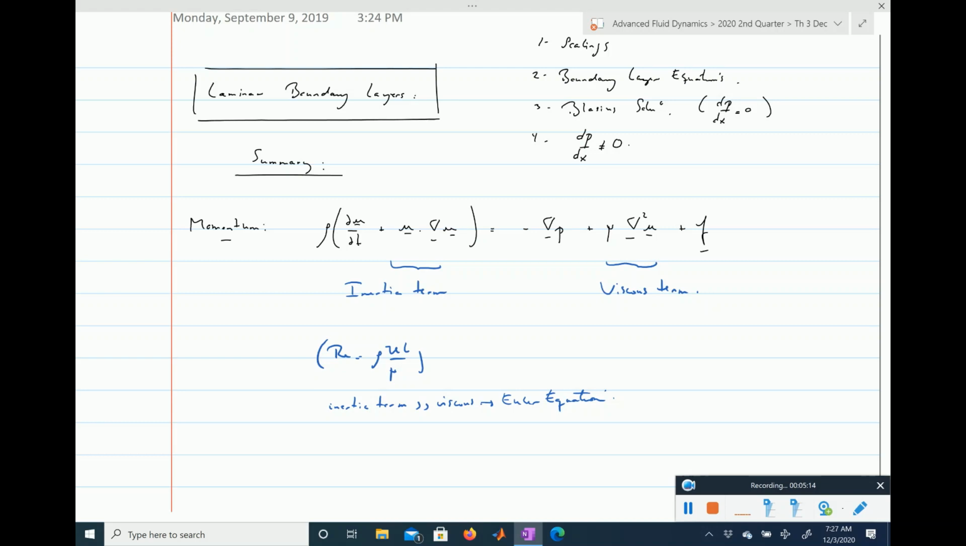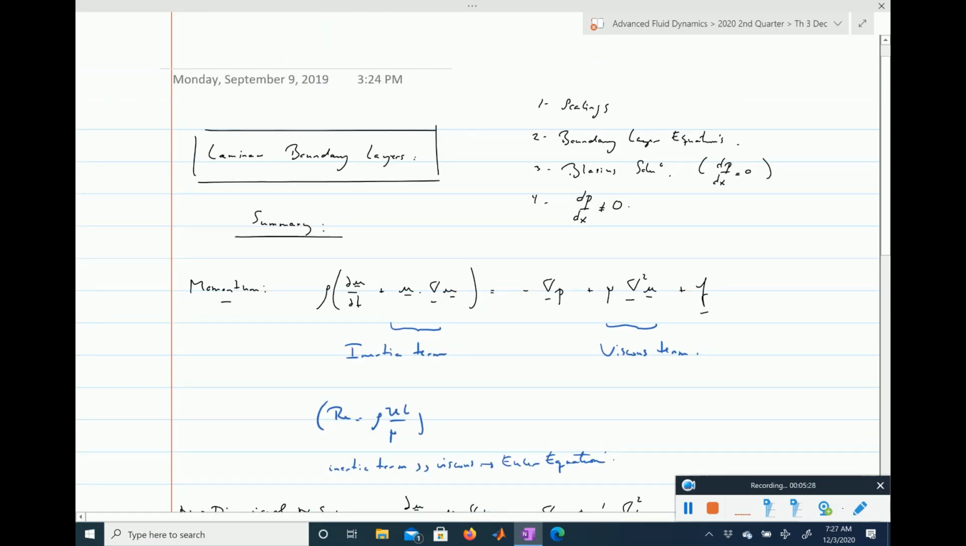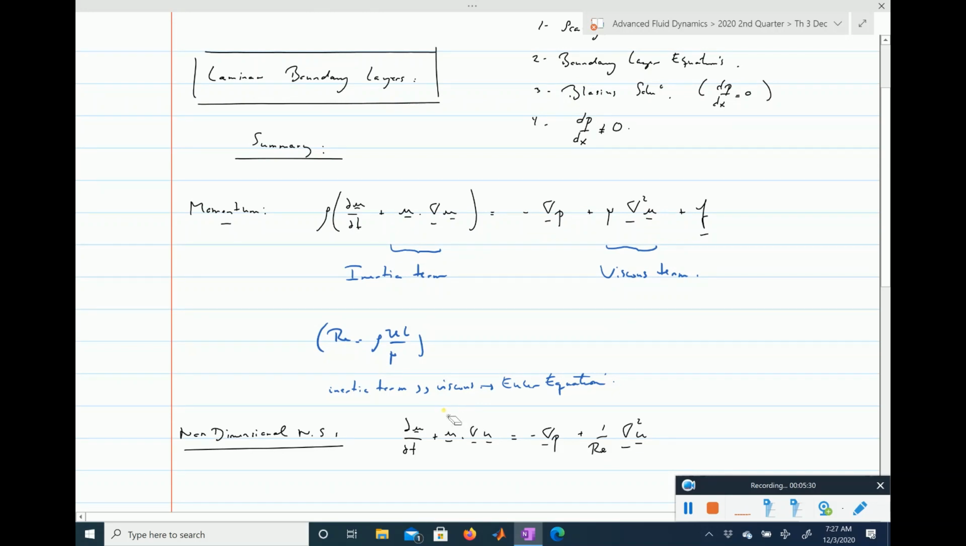So where does that lead us? Well, let's look at when we non-dimensionalized, assuming the Reynolds number was large. The momentum equation we got was the following. All of these are in non-dimensional terms. So we have our inertial term here, our pressure term, plus 1 divided by the Reynolds number times the Laplacian of the velocity.